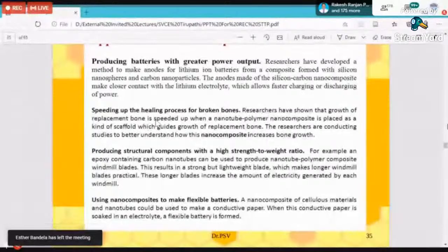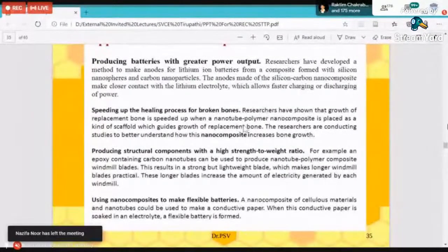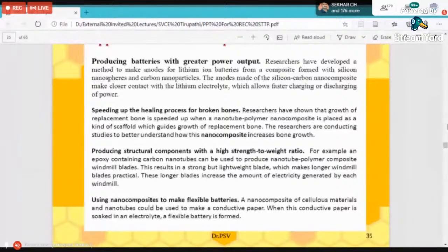The speeding of the healing process of broken bones. Nowadays, many accidents are happening on road. Many people are multi-fractured, and recovery from the fracture takes a long time. You ought to be in bed for 6 months. You cannot move your limbs. For that, there is a nano application which is likely to cure the joining of the bones as quickly as possible, and we can walk and recover as fast as possible.